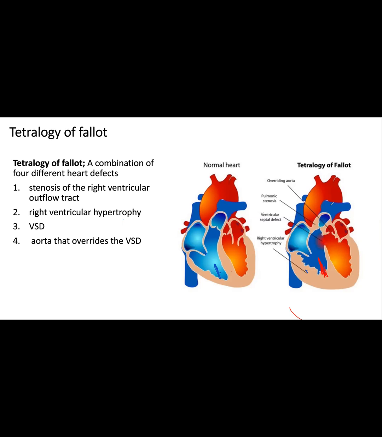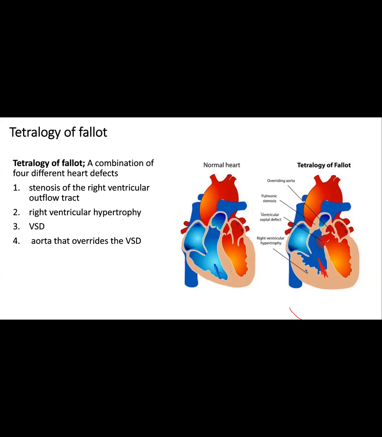And the third feature is basically VSD, so ventricular septal defect. VSD basically allows the deoxygenated blood to flow from the right ventricle and mix with the oxygenated blood from the left ventricle. We also mentioned that VSD occurs in isolation on its own, and that it was part of the cyanotic heart defect.